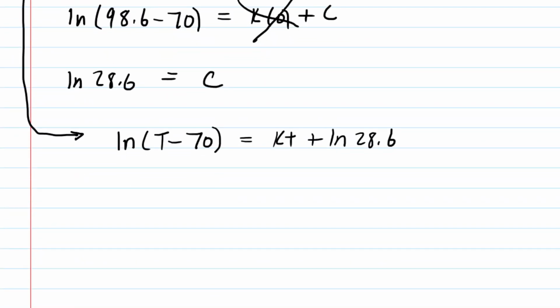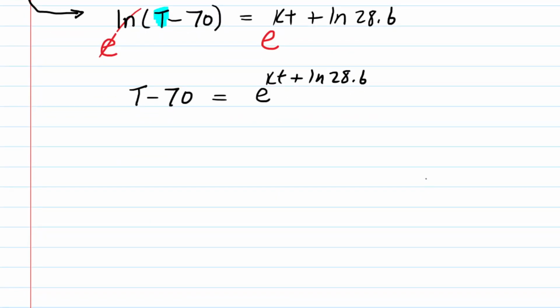Okay, this is great. We have the constant of integration, capital C, solved for, but now we want to solve the equation for the actual temperature of the body as a function of time. So in other words, we're going to try to solve for capital T. And to do that, we would need to cancel out the natural log on the left side. Now, of course, we can raise e to both sides of the equation because e and the natural log are inverse functions. They cancel each other out when applied on each other. So now we have T minus 70 is equal to e to the power of kt plus the natural log of 28.6. Let's talk about how to simplify the right-hand side.